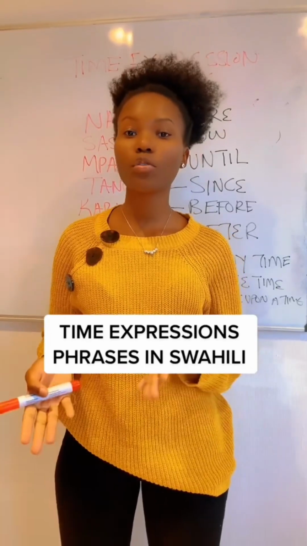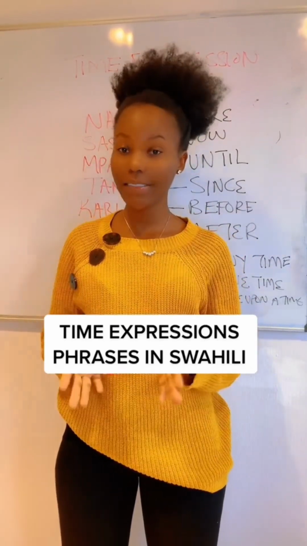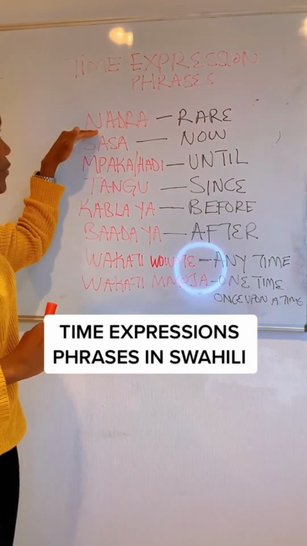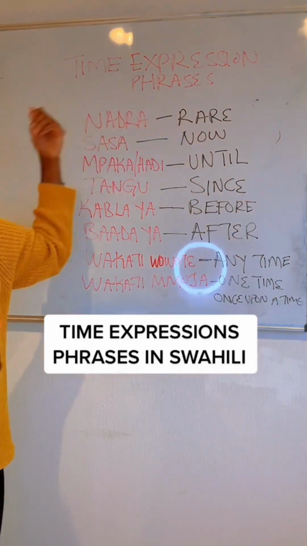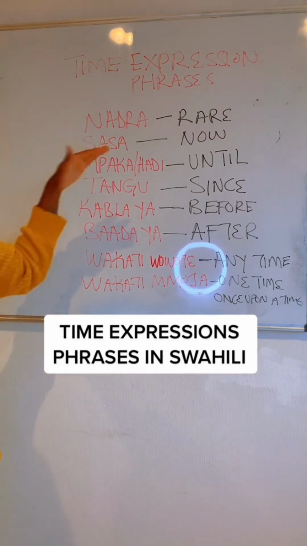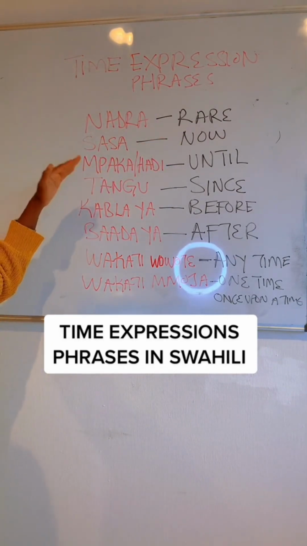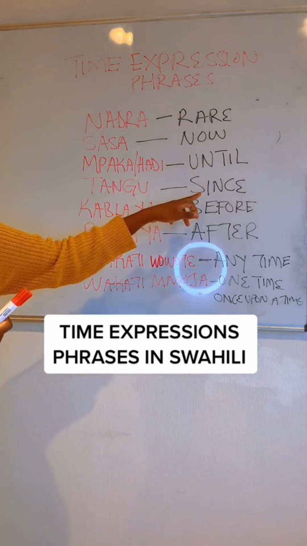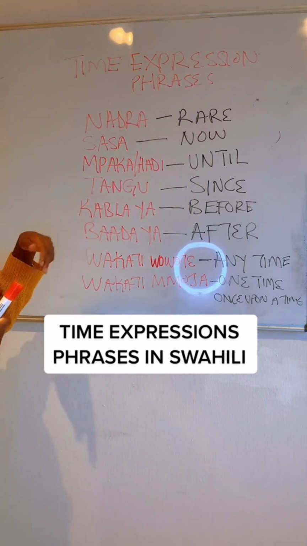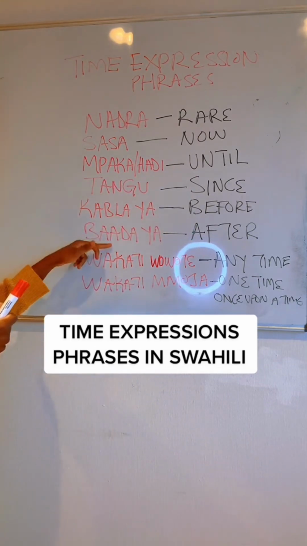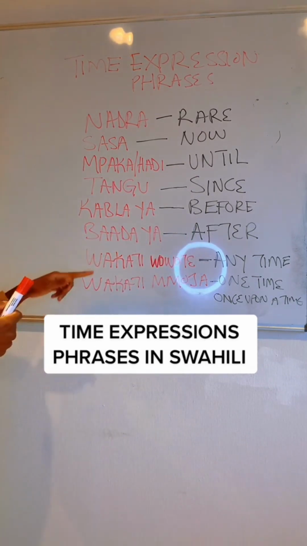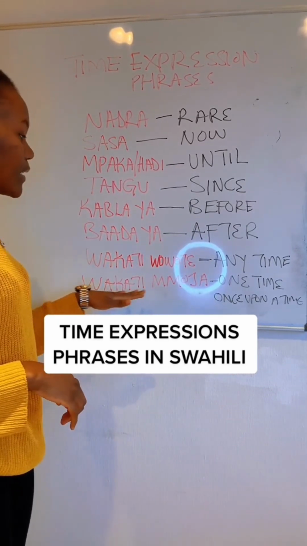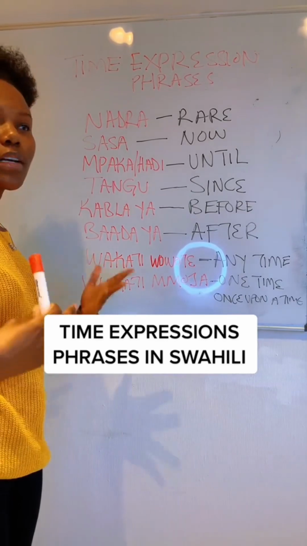So today I'm going to show you time expression phrases you need to know. So pay attention. Here they are. We have nadra, which means rare. Sasa, which means now. Mpaka or hadi, which means until. Tangu, which means since. Kabla ya, which means before. Baada ya, after. Wakati wowote, anytime. Wakati mmoja, one time or once upon a time.